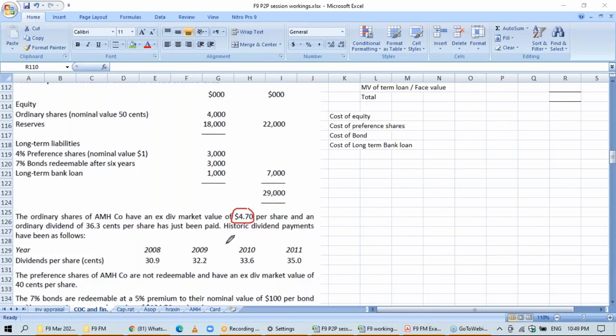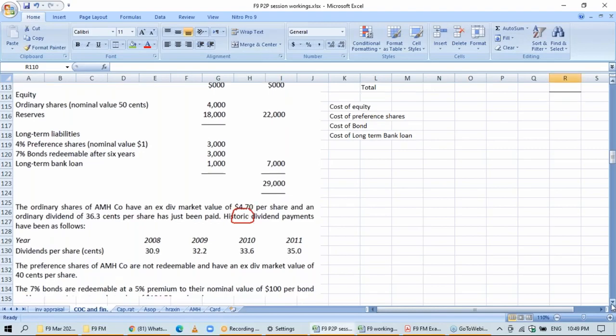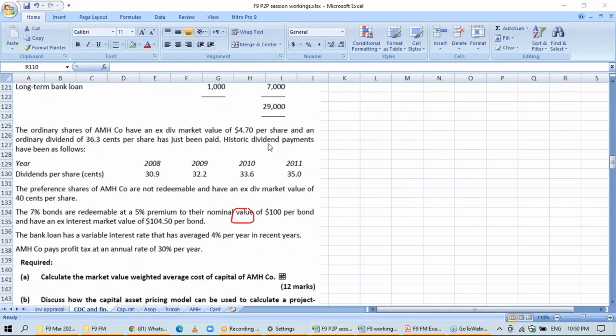Okay, and then the market value of the bond is given in the question, which is 104.5.